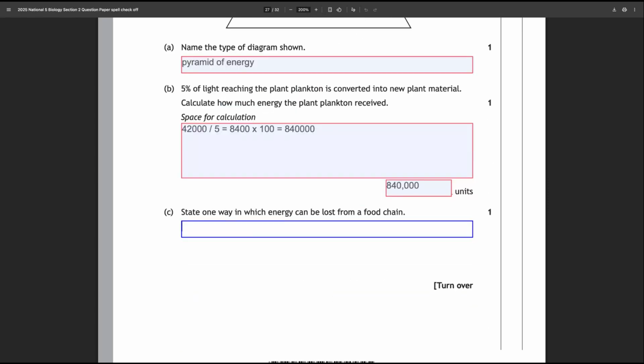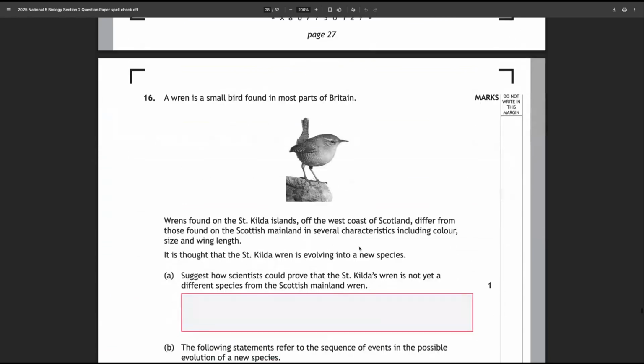State one way in which energy can be lost from a food chain. Well, you've got a choice here. You could say heat, you could say movement, and the one we don't talk about as much, undigested materials. Okay, so any one of those three. You don't have to put all three to get the mark for that one.